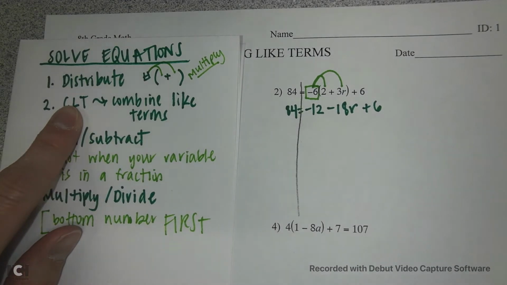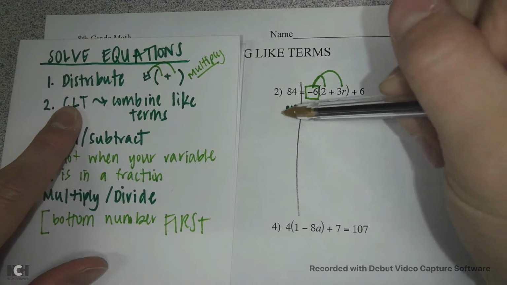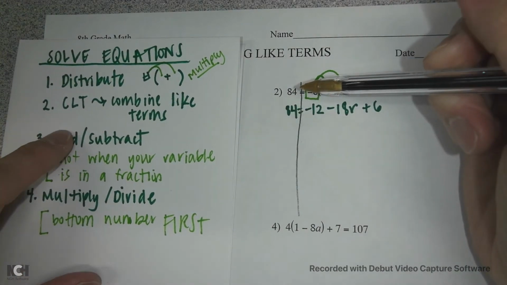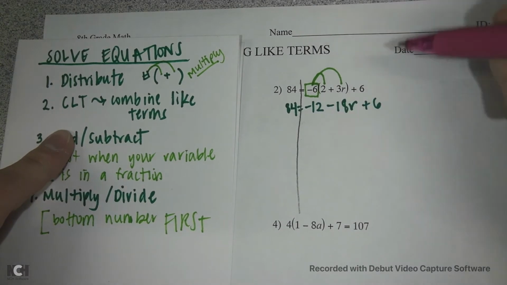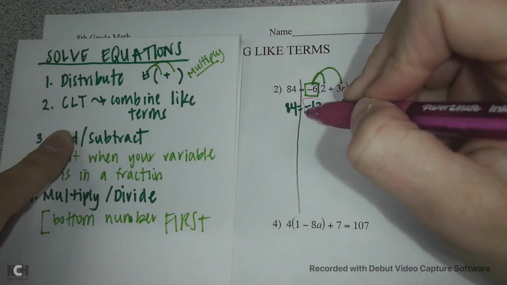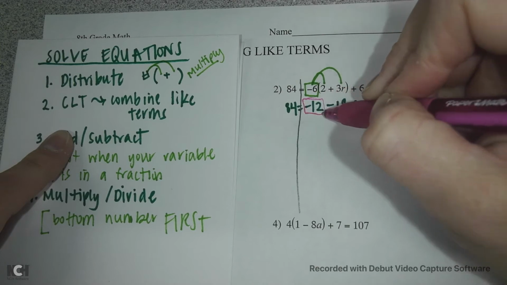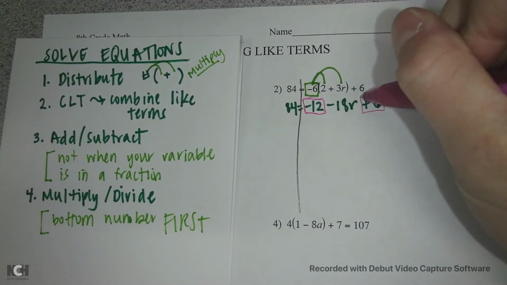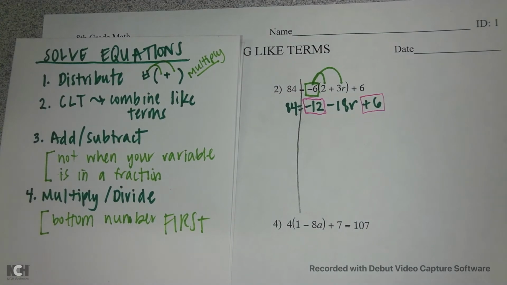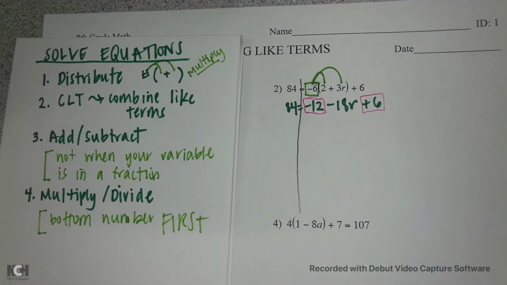So step 2 is combining like terms. So we're going to find our like terms. On the left-hand side, there's nothing else to combine with my 84, so he doesn't have a like term partner. On the right-hand side, I've got this negative 12, as I circle the negative sign, and I have a positive 6. They both don't have letters, which means they're alike, so we're going to combine them.